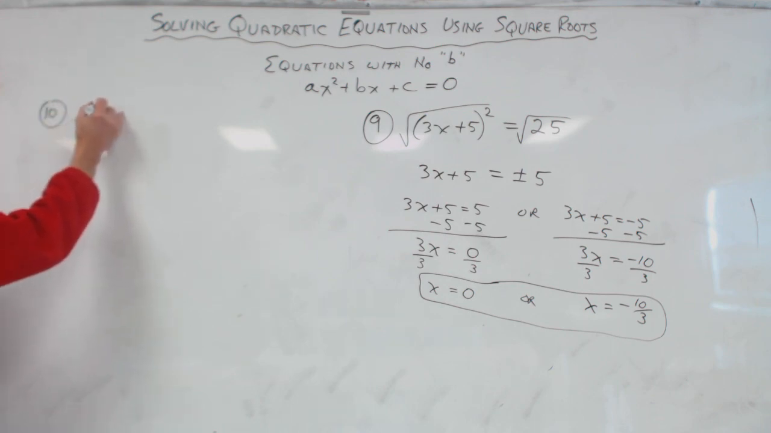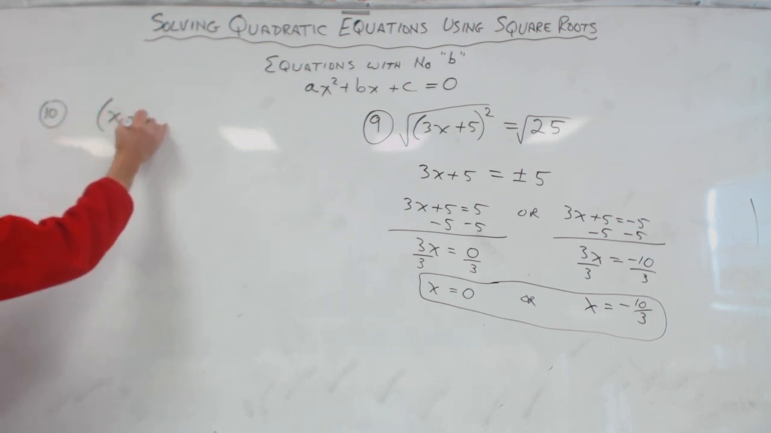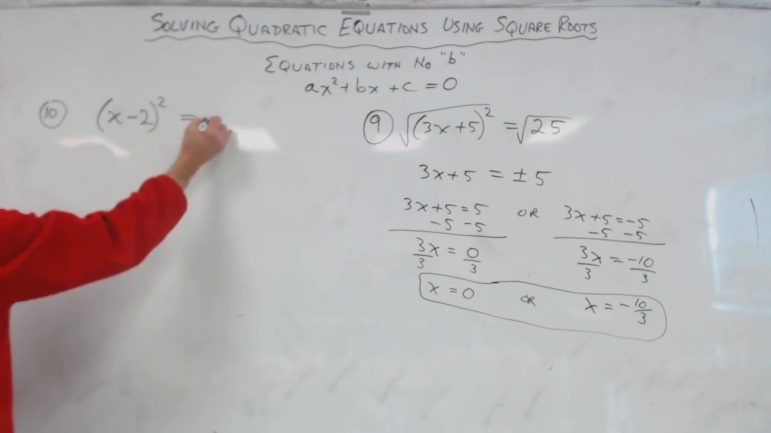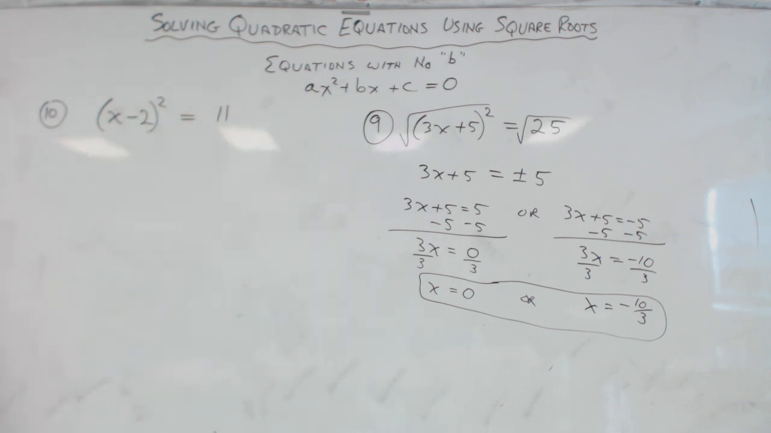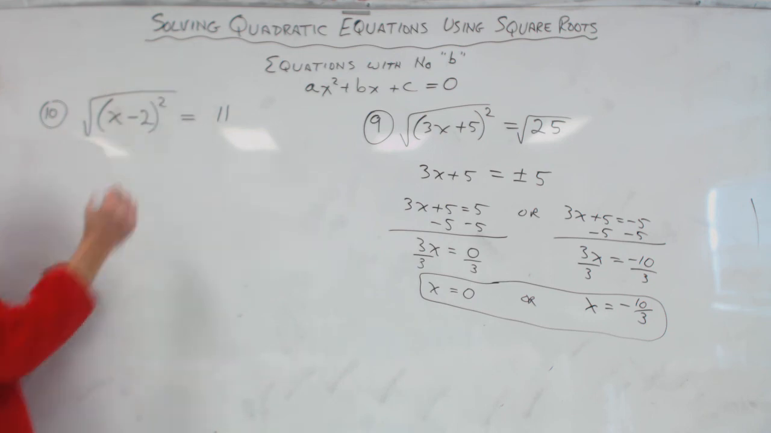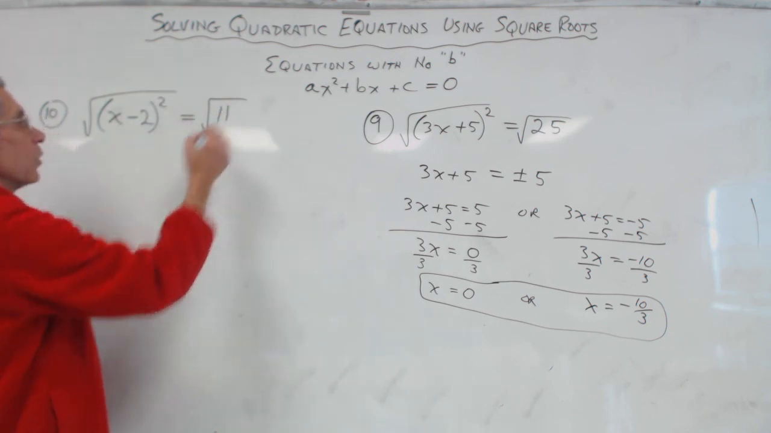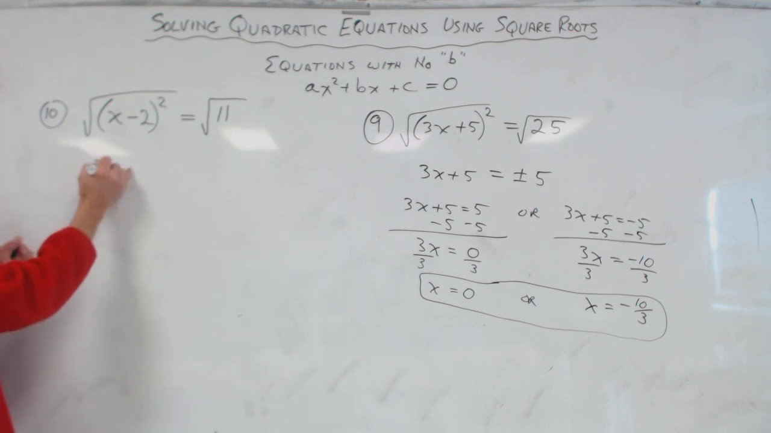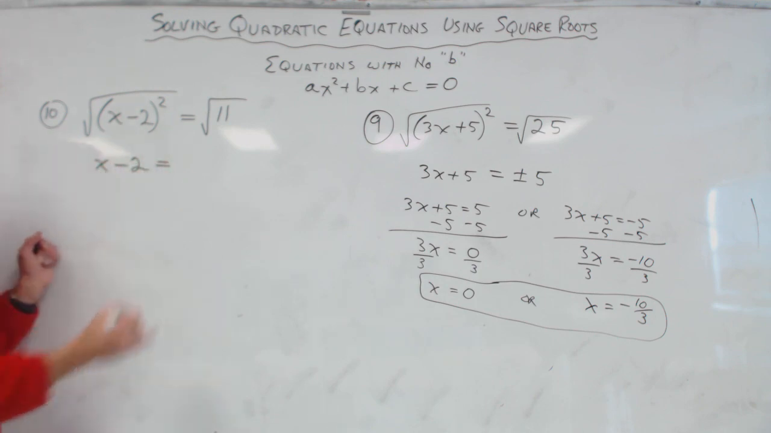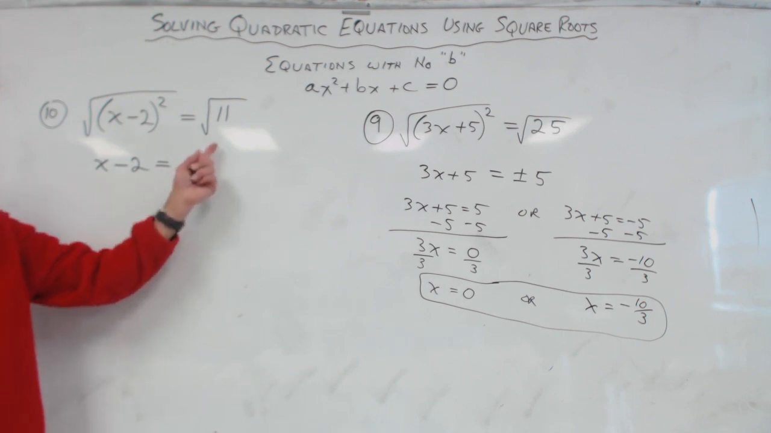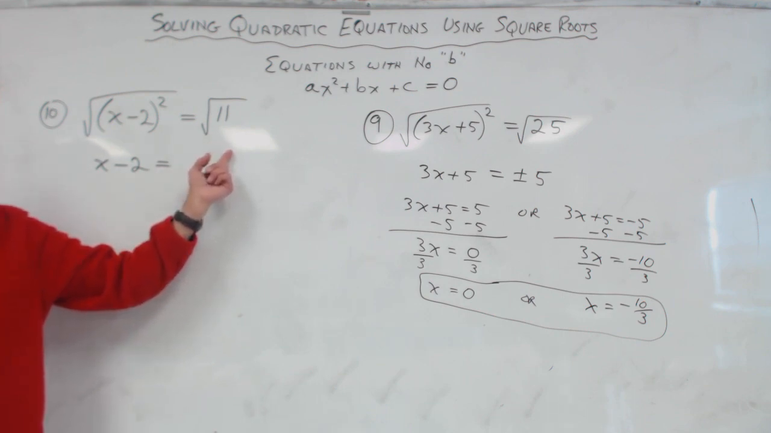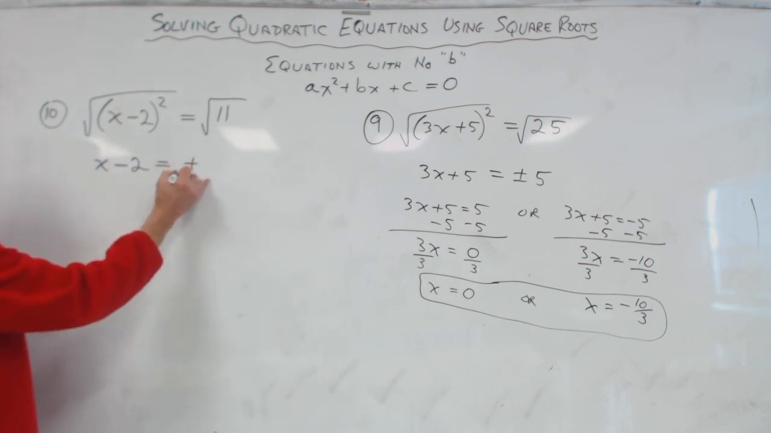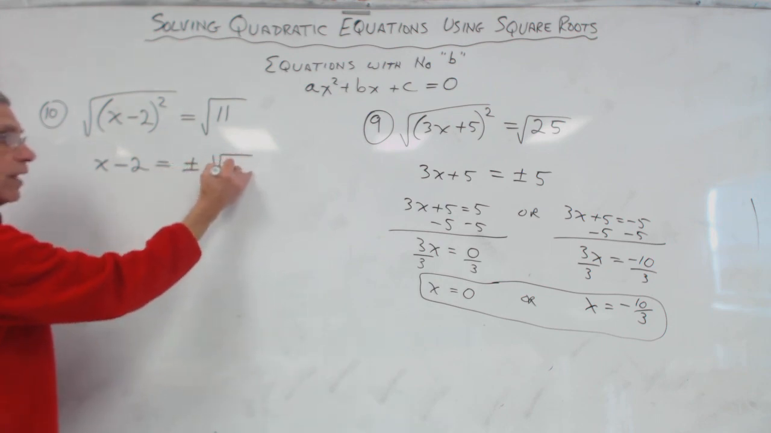What if I gave you this? (x - 2)^2 = 11. Well, you square root both of them. Micah says square root both sides. You were right. This type of one is on the homework. Square root both sides: x - 2 = plus or minus the square root of 11. Don't bother with a decimal, keep it as the square root of 11.